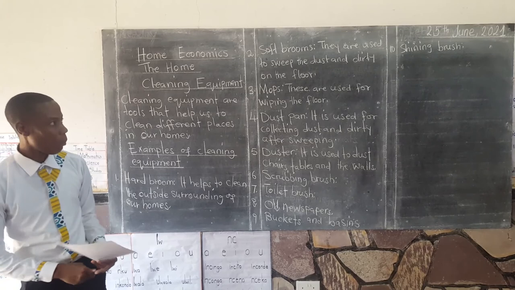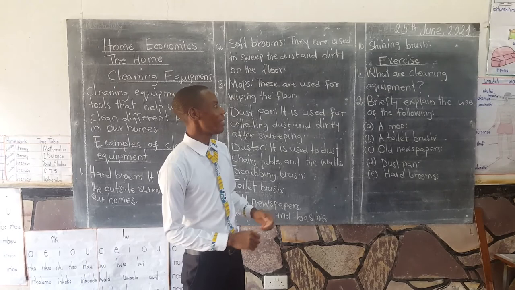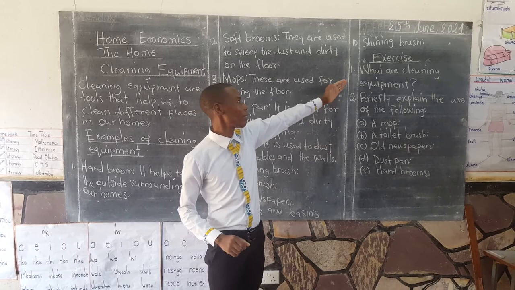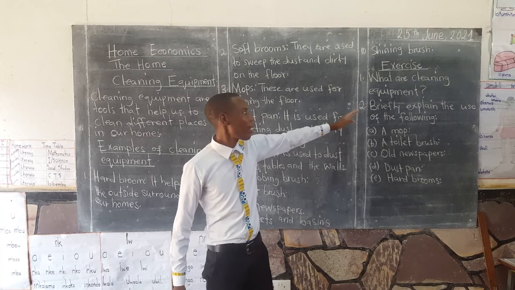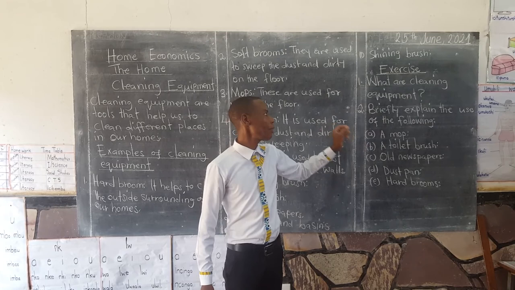So, this is the exercise for today in home economics. These are the questions. The first question says, what are cleaning equipment? So, you are going to explain what cleaning equipment are. Question 2 says, briefly explain the use of the following.